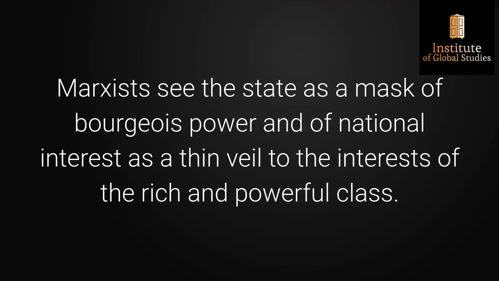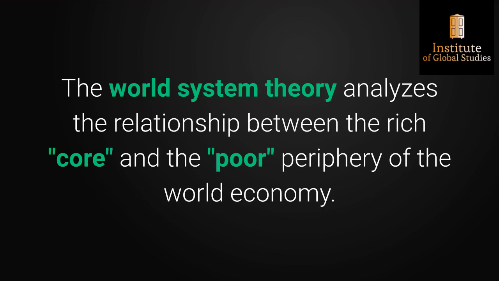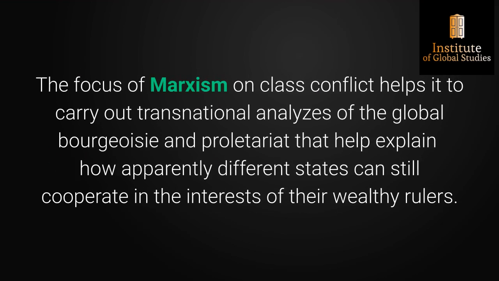Marxists see the state as a mask of bourgeois power and national interest as a thin veil to the interests of the rich and powerful class. The world system theory analyzes the relationship between the rich core and the poor periphery of the world economy. The focus of Marxism on class conflict helps it to carry out transnational analyses of the global bourgeoisie and proletariat that help explain how apparently different states can still cooperate in the interests of their wealthy rulers.